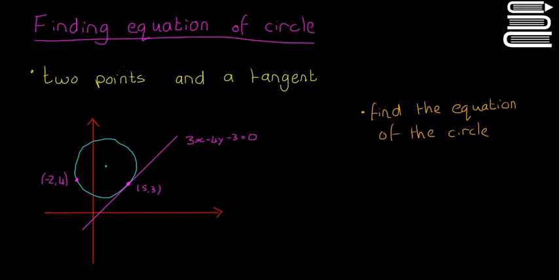So this is the last video where we're going to look at finding the equation of a circle. In this video we're going to look at an example where they give us 2 points and they give us a tangent to the circle.